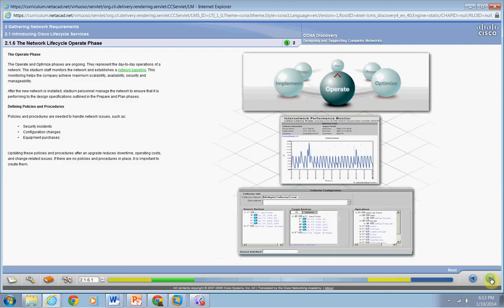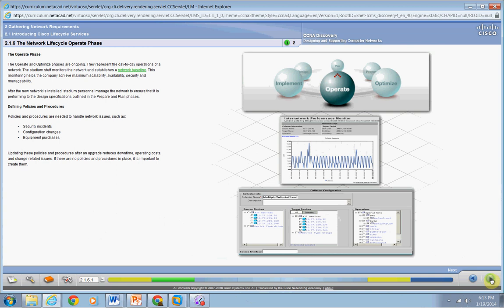Okay, we were right here. The operate phase is the final test of the design, and maintaining it. You test it, you put it out there, and it's all working. You have your technical staff out there monitoring it, watching what it does. I'm sure there's software that you use to monitor what your network does, so you can create the network baseline.